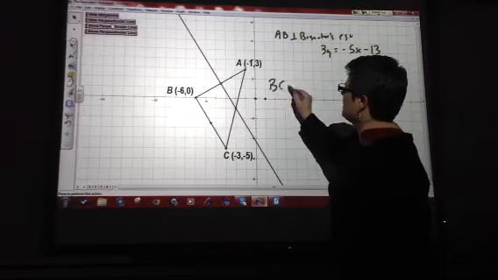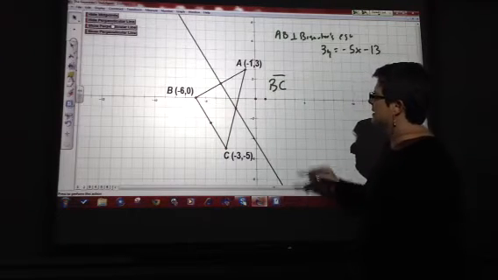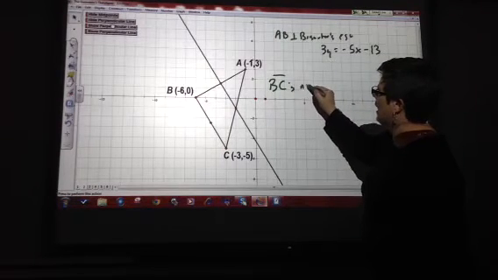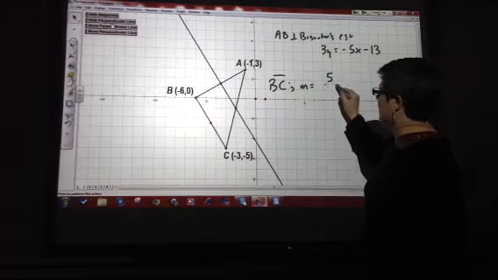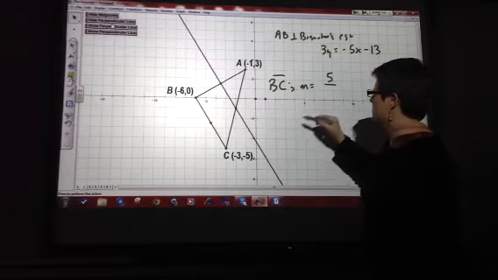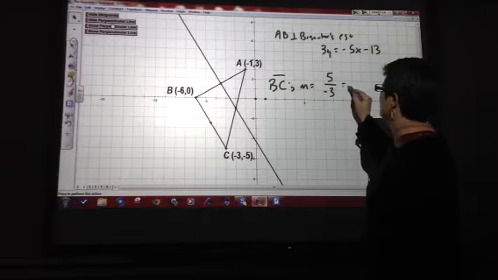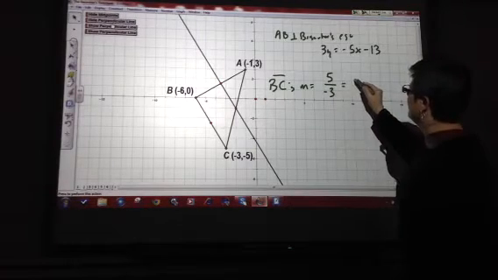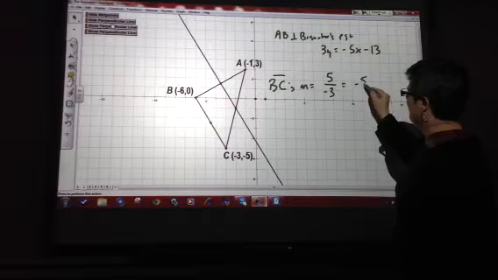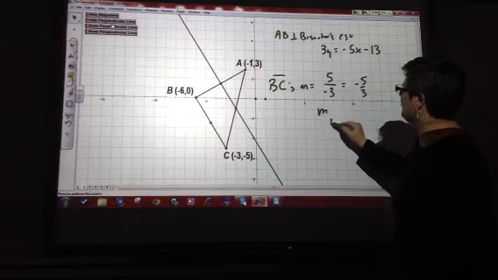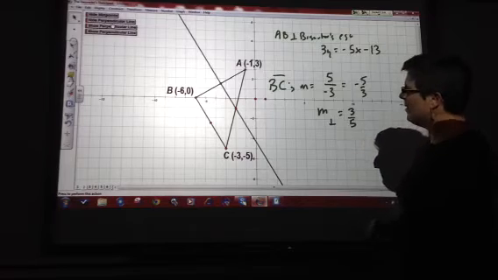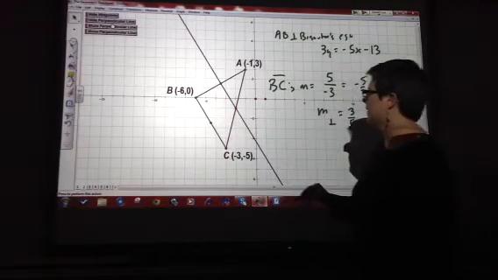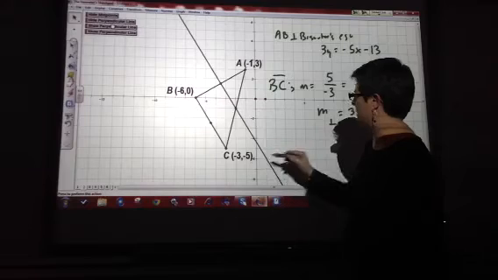Let's focus on segment BC. Segment BC's slope would be equal to 0 minus minus 5, which is 5, divided by minus 6 minus minus 3, which is minus 3. So that slope there is minus 5/3. So the slope of the perpendicular is positive 3/5. Now I just need to find the midpoint of that segment BC.